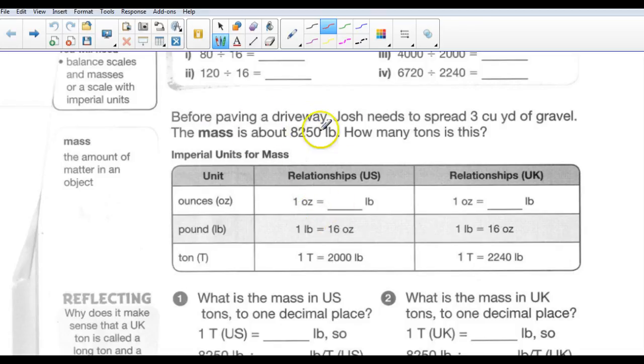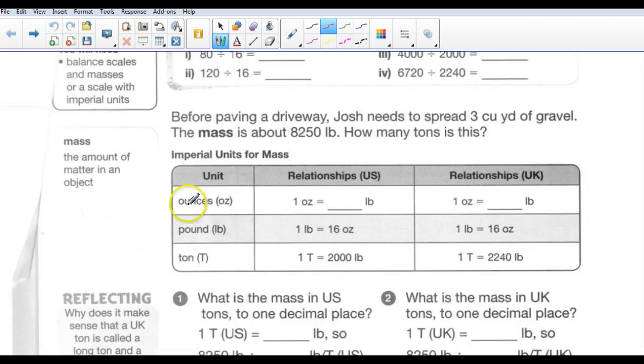Before paving a driveway, Josh needs to spread 3 cubic yards of gravel. It says the mass, or the weight of those 3 cubic yards, is about 8,250 pounds. How many tons is this? Well, the first thing we need to know is that we've got different units for the American system, the US system, and the UK system.